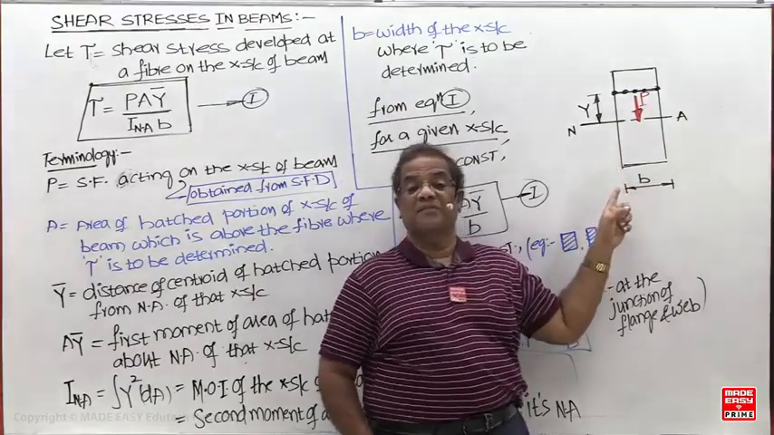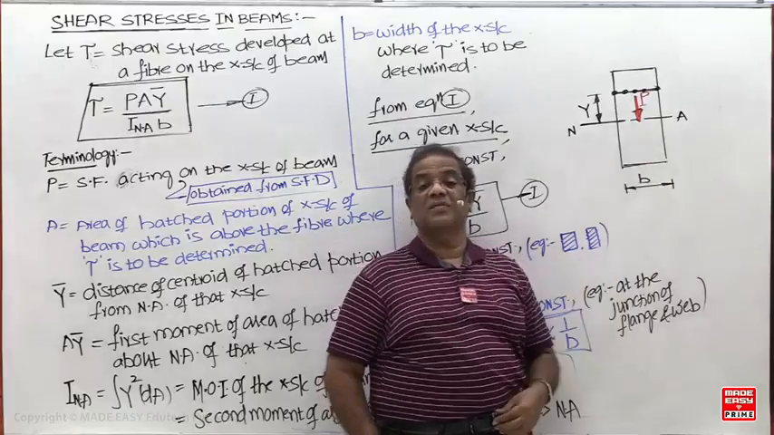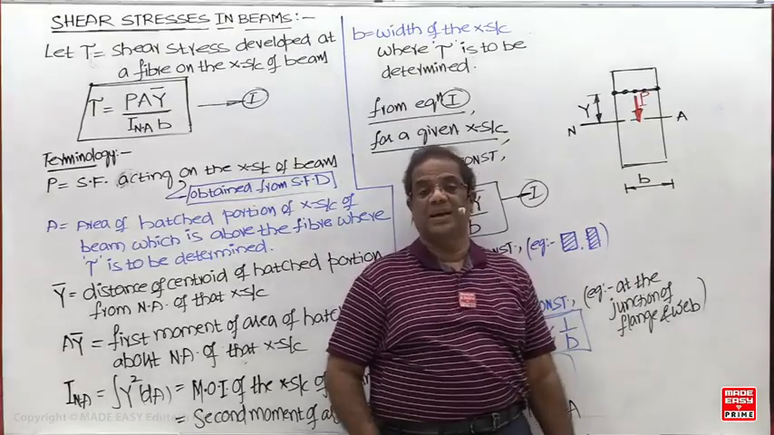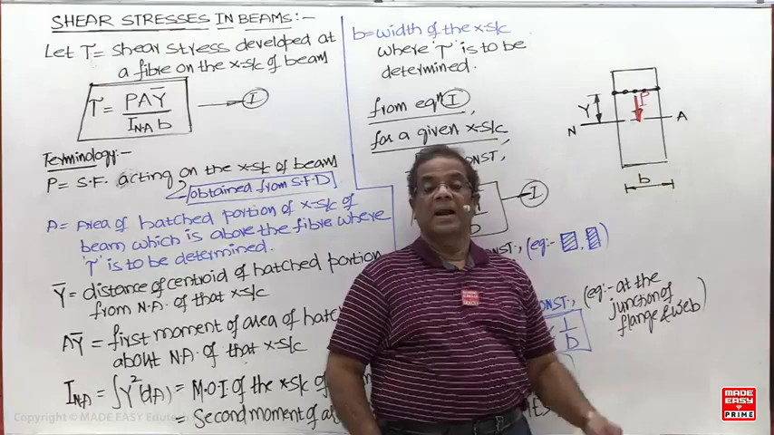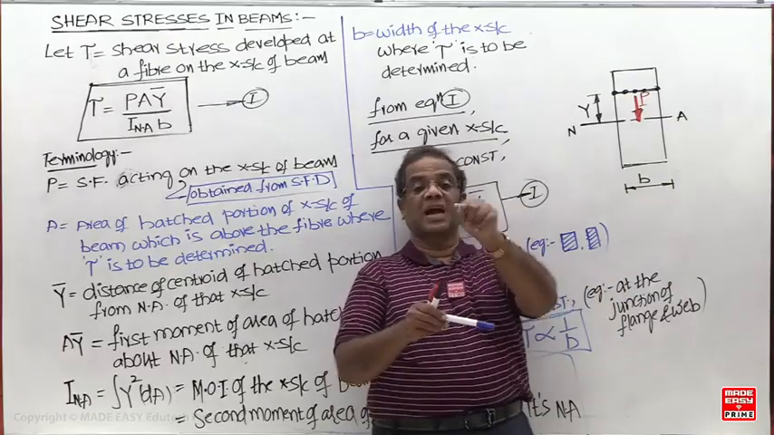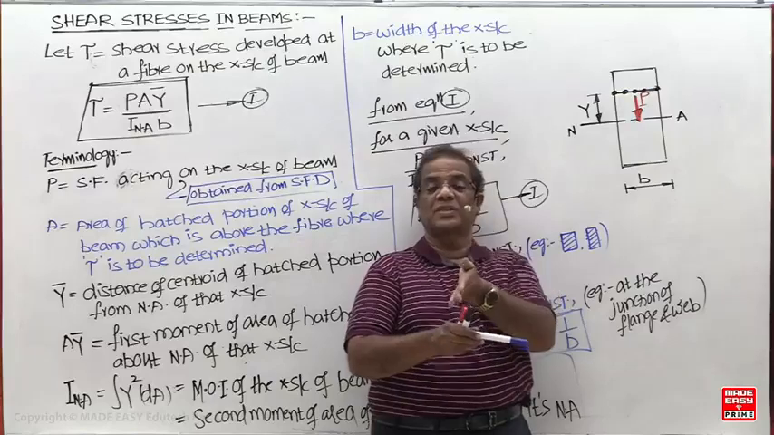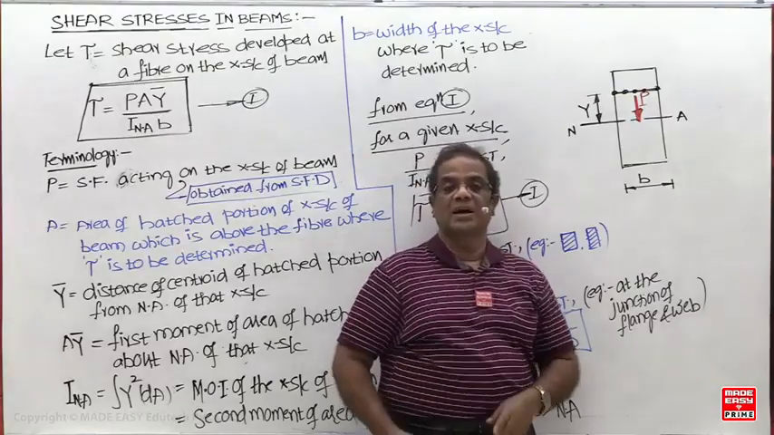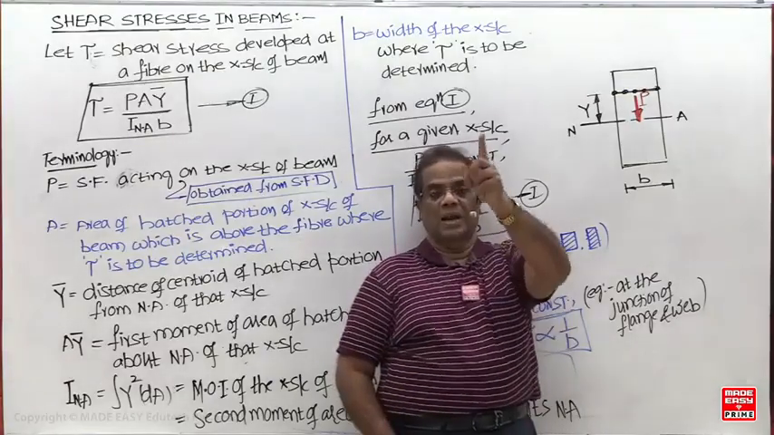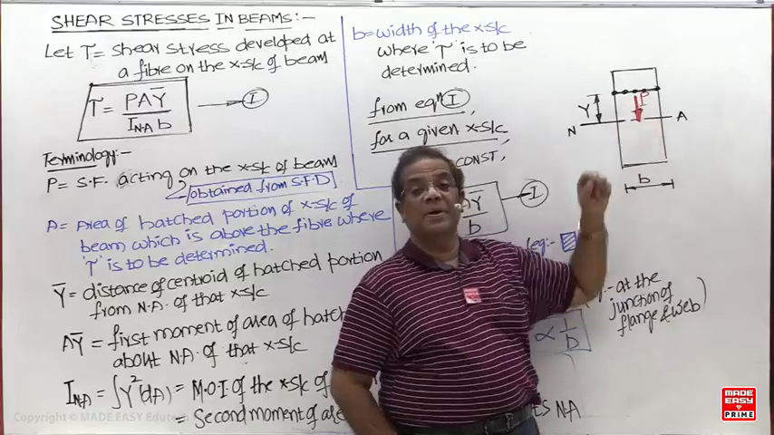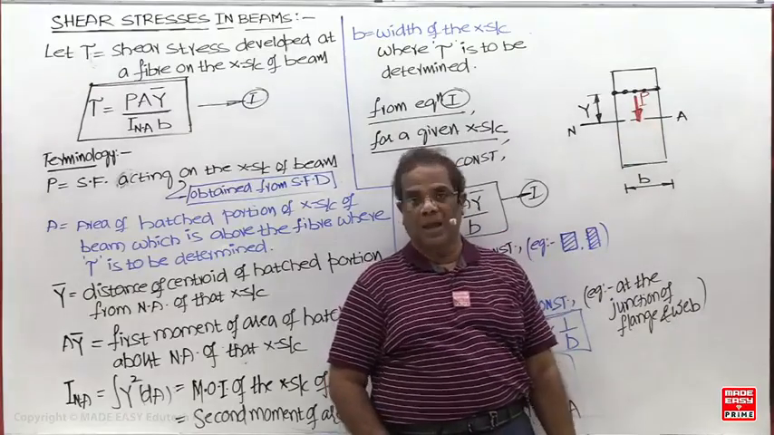Next, if this is a cross section of a cantilever beam at the fixed end, and which is under UDL, what is the shear force at the fixed end? Reaction. What is the reaction value? Now WL. So in that case, the P value will be small w into L.